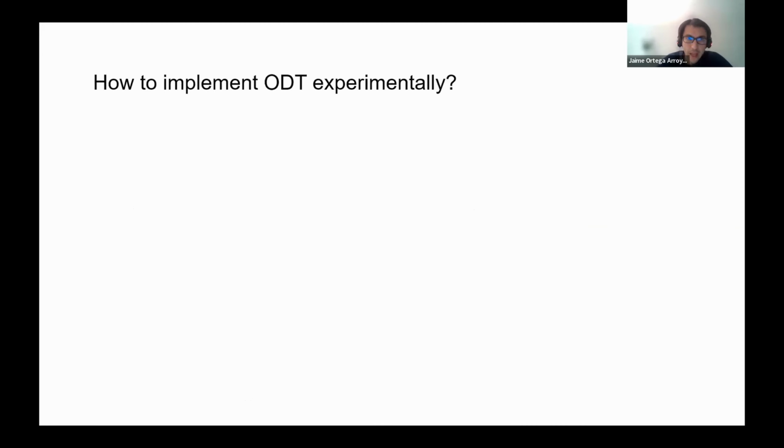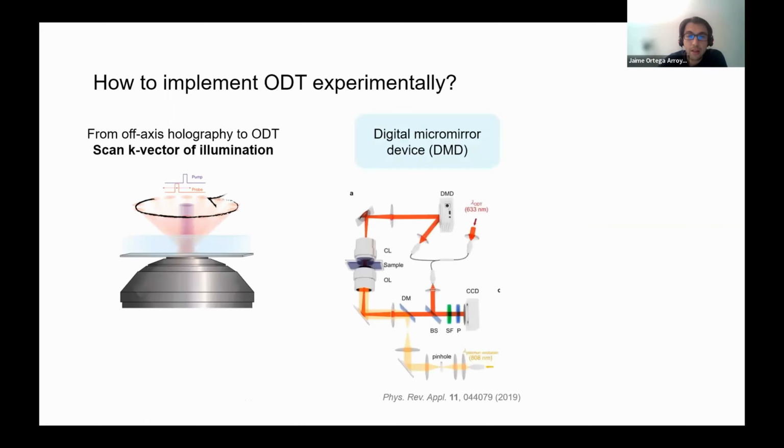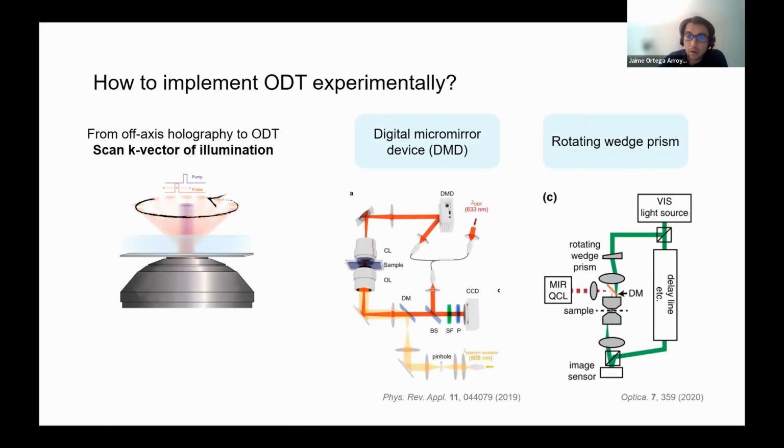So how is this implemented experimentally? You get your quantitative phase imaging method of choice. In our case, you have your off-axis holography, and you can turn this into an ODT by simply scanning your K vector of illumination. So you basically illuminate your sample at different illumination angles. You can do this in two different ways. You can modify your illumination path by adding a digital micromirror device, or you can add a rotating wedge prism, as Takuro had showed in a previous webinar.